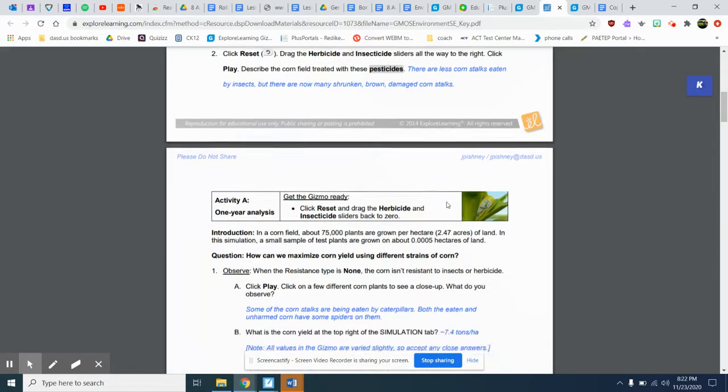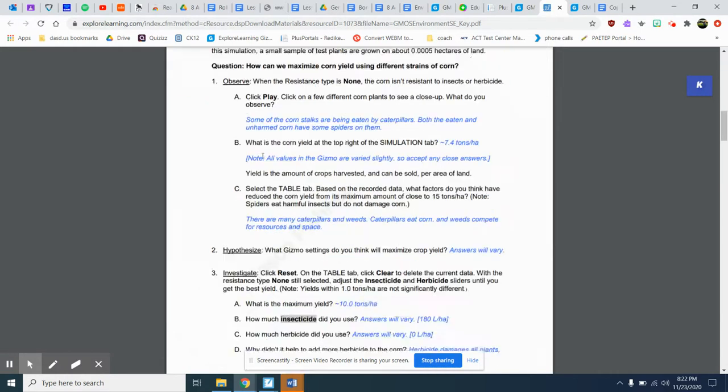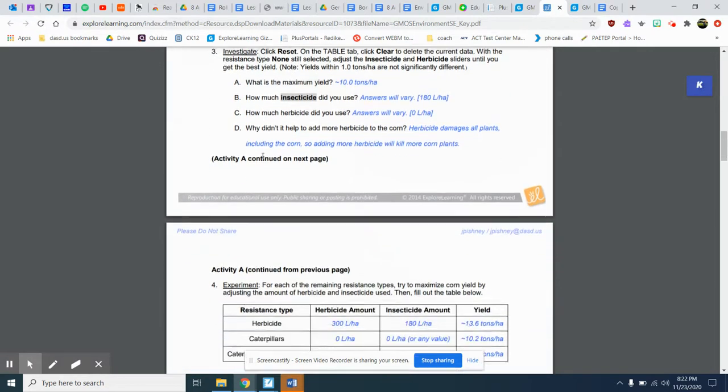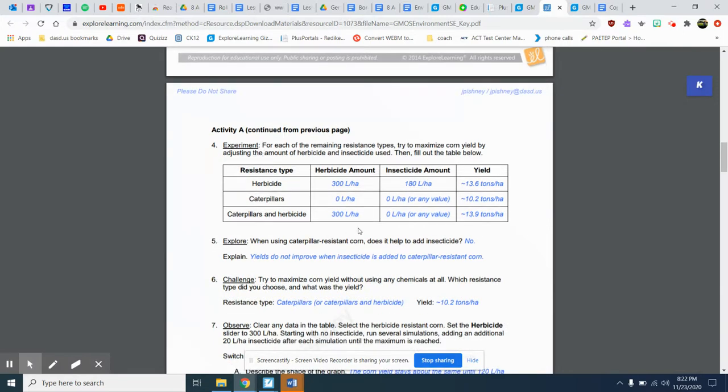Hello everyone, we're continuing activity A, one-year analysis for the GMOs and the environment. Okay, so we are currently finished up number 4. This was some of the data that gave us basically the best value based on the resistance type. All right.